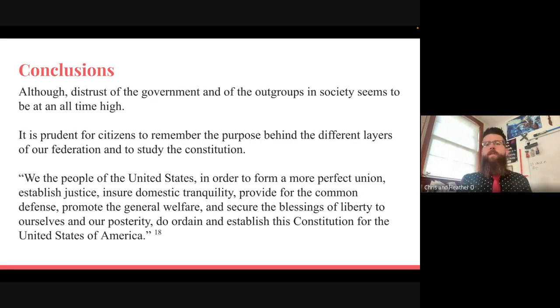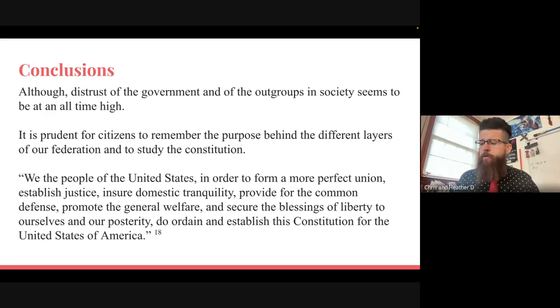Although distrust of the government and of the outgroups in society seems to be at an all-time high. I think today we can see that. There is a huge distrust of government. There's a lot of distrust of people outside of one's individual group, those outgroups. I think that could be seen as an all-time high. It's very prudent, though, for people to remember the purpose behind the different layers of our federation and to study the Constitution. I mean, the government has grown larger. Some people say from the New Deal forward, there are a lot of arguments even before that time.